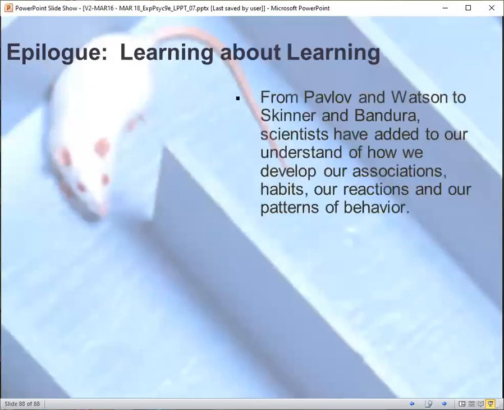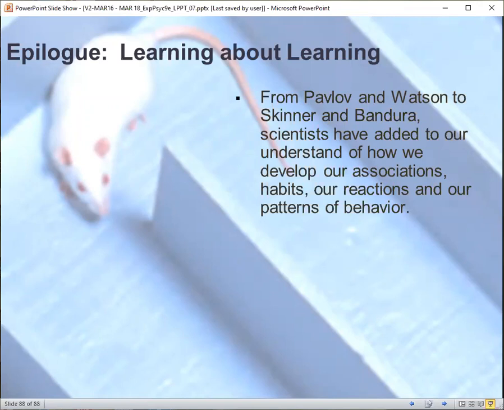So learning about learning, from Pavlov and Watson to Skinner and Bandura, scientists have added to our understanding of how we develop our associations, our habits, and our reactions, and our patterns of behaviors. Sometimes, without question, we learn things which are not good for us. And sometimes we try to break that learning, break that code to a degree. And there are ways that we see this can be done.